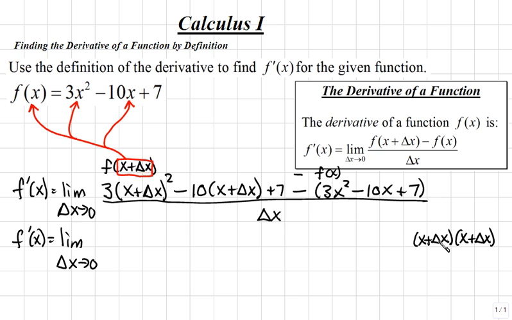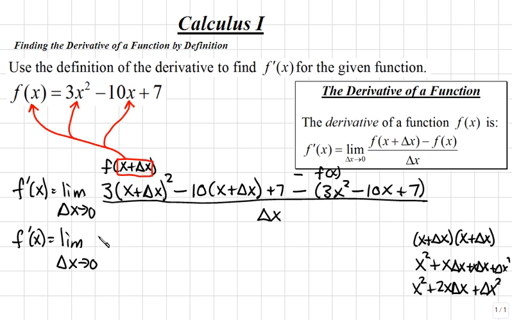Using FOIL, x times x becomes x squared, plus our outside term will be x times delta x, and our inside term will be delta x times x, which is still x delta x. And our last term will become delta x squared. This simplifies to x squared plus 2x delta x plus delta x squared.